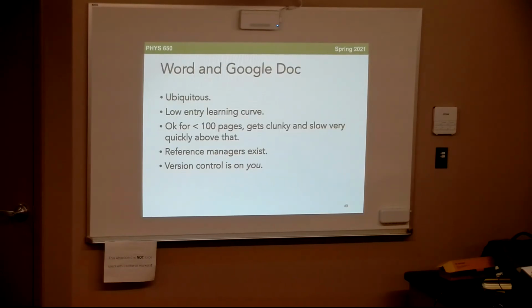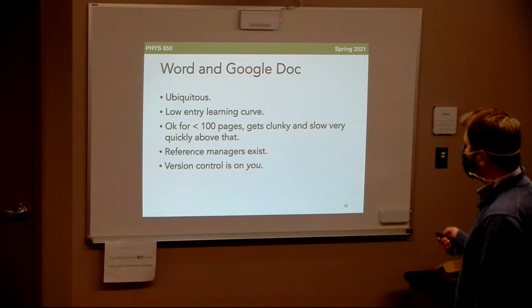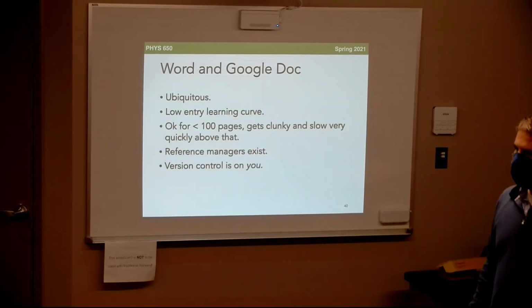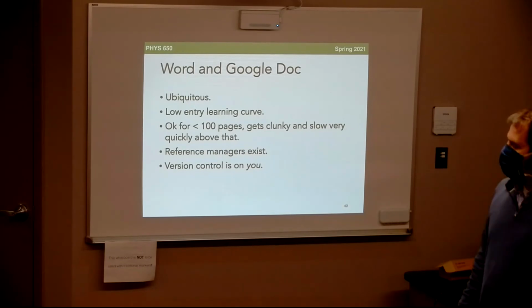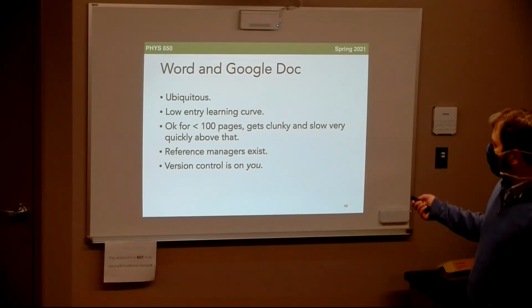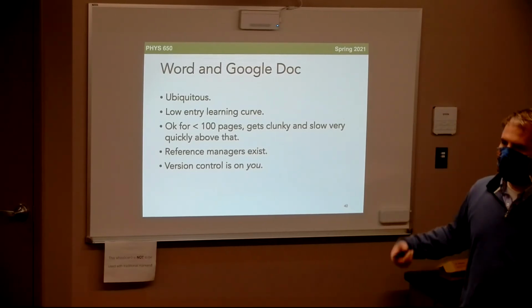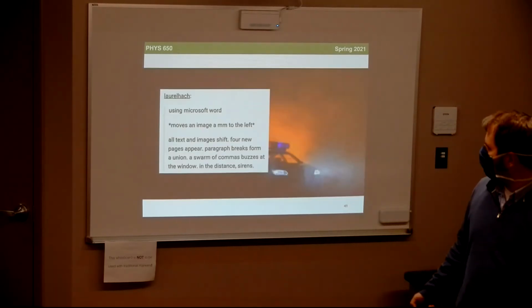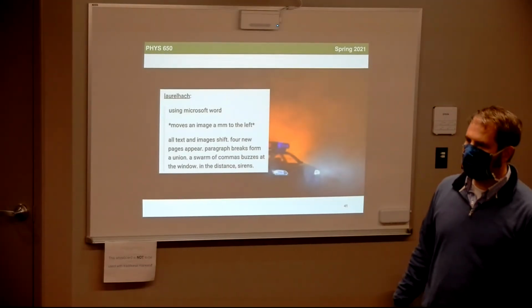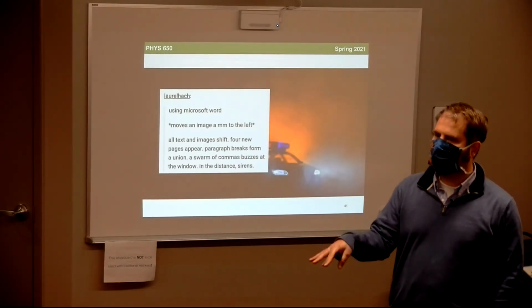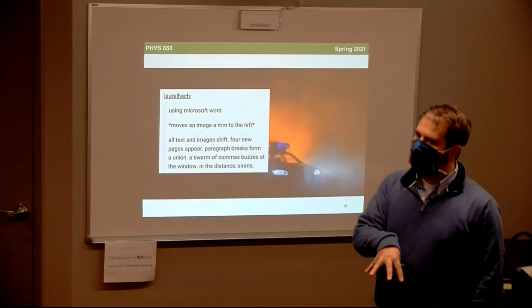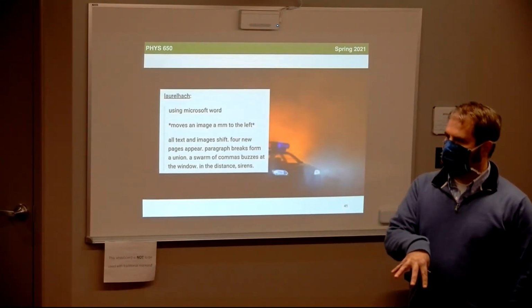Sorry. So Word and Google Doc are one way to do this. Lots of people write in Word and Google Doc because it's ubiquitous. You have this already. You can get in there. The low entry learning curve. For less than 100 pages, that works great. But the reference managers exist, although I have no idea how they work with Google Doc. You'll have to go find that. But the version control is on you, and it really starts doing this as soon as you get to thesis size, and you really don't want to transpose to a new system when you already have 100 pages or so.